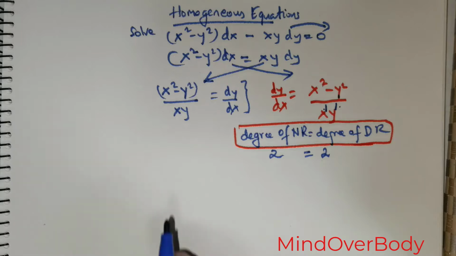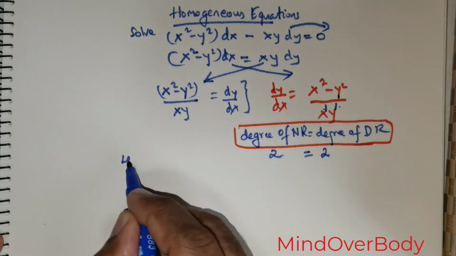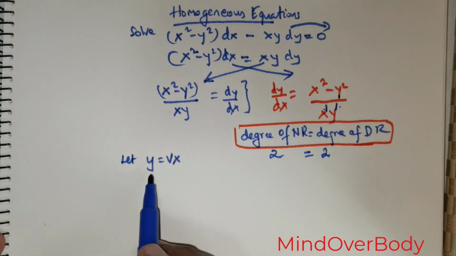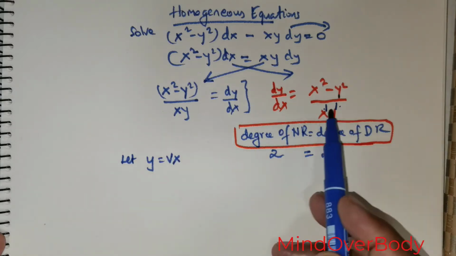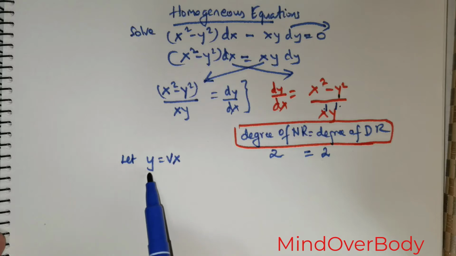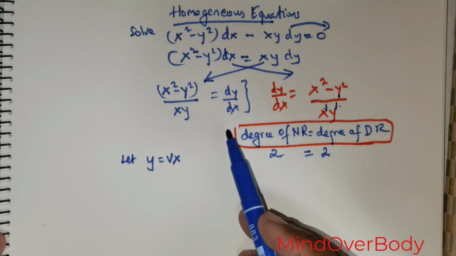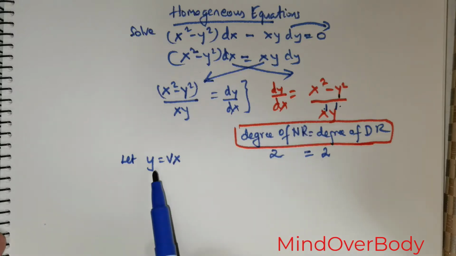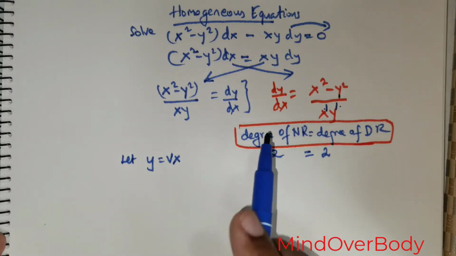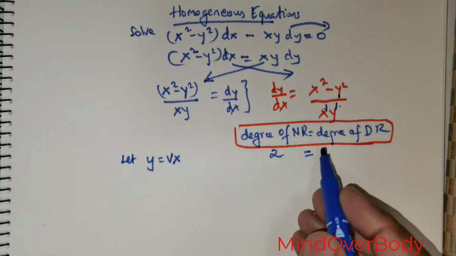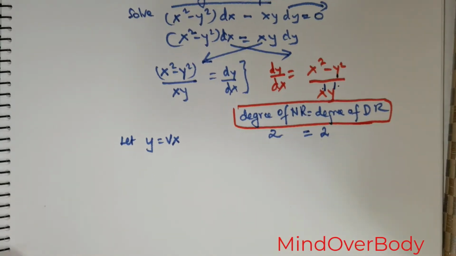Why is it so important? Because for a homogeneous equation, we will make the substitution y = vx. This substitution will allow us to solve this equation, and it will only be valid and give us the required result if it is substituted into a homogeneous equation. So that is why we have to make sure that this check holds good. Having mentioned this, let us move on.